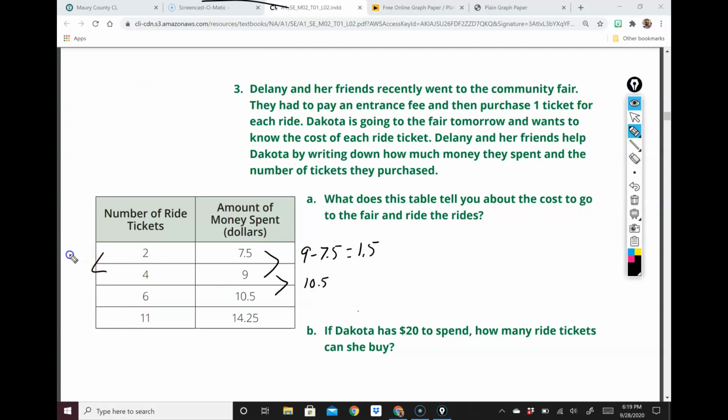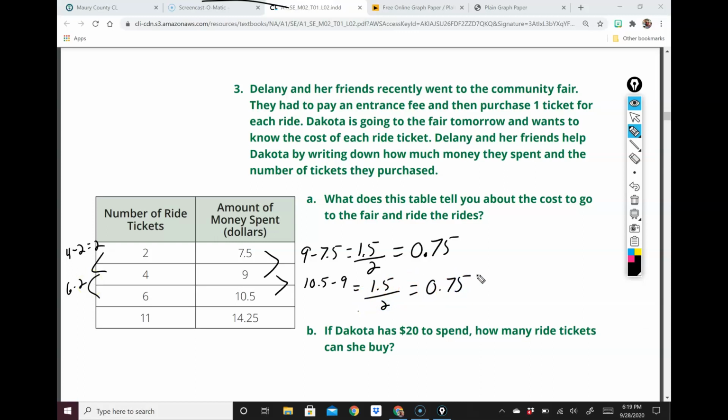So here we'll have 4 minus 2. 4 minus 2 is 2. So we'll divide that by 2. So 1.5 divided by 2 gives us 75 cents for each ride. Let's see if it holds true again. So 10.5 minus 9 gives us 1.5. Here, that's going to be 2 again. So that gives us 75 cents for each ride.